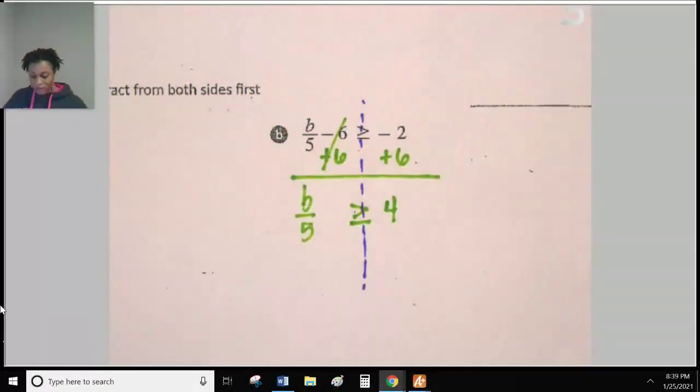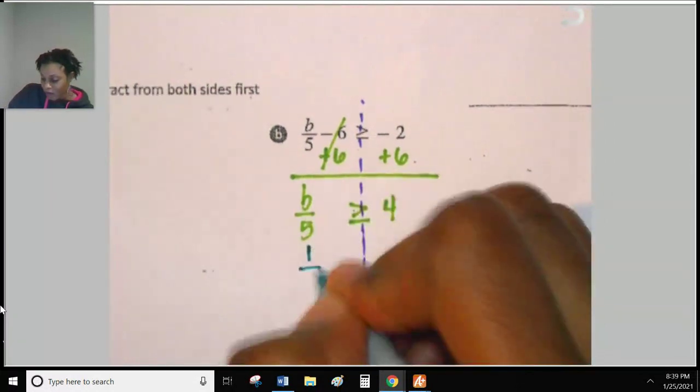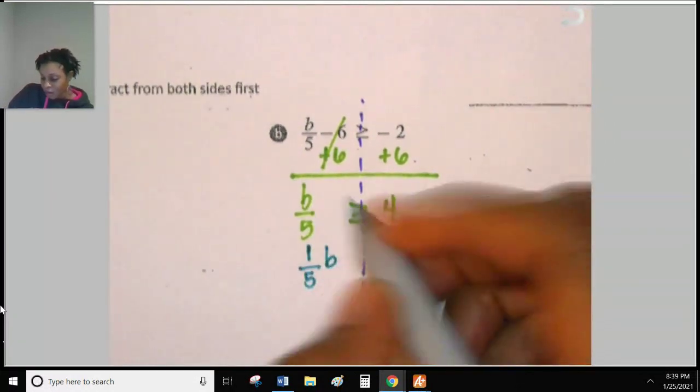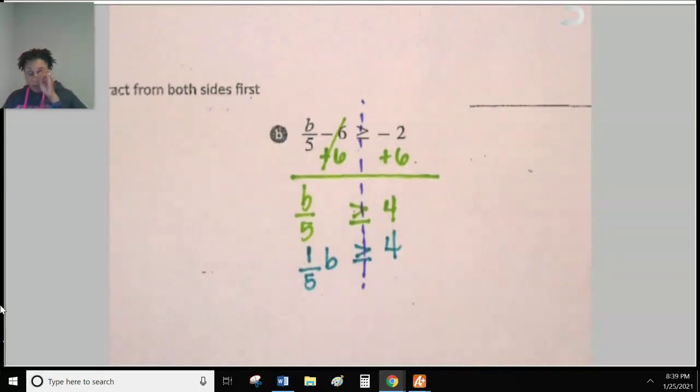How do you solve a one step? Remember, this is a one-step division. How do you know? You see the fraction bar, okay? You know it's division because you see a fraction bar. You're going to pull out that fraction. You're going to extract the fraction from here. So the fraction here is 1/5 b. Bring down your inequality symbol. Write your 4 again. You have 1/5 times b.